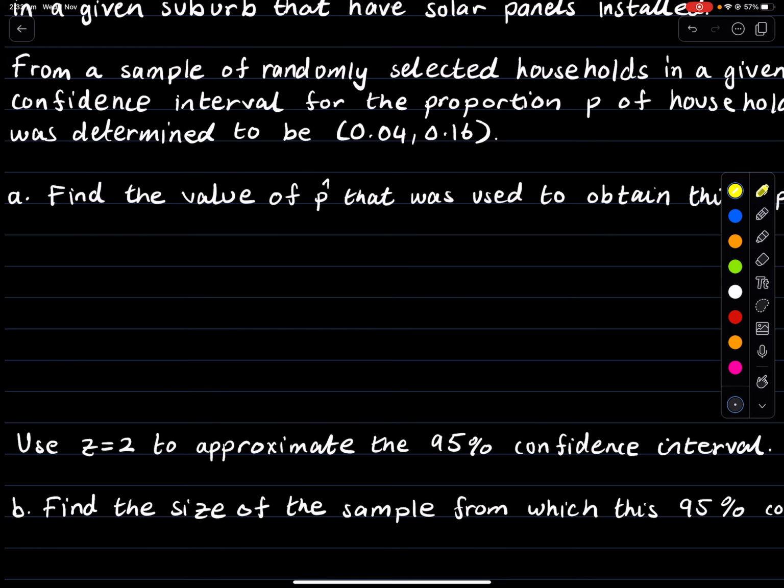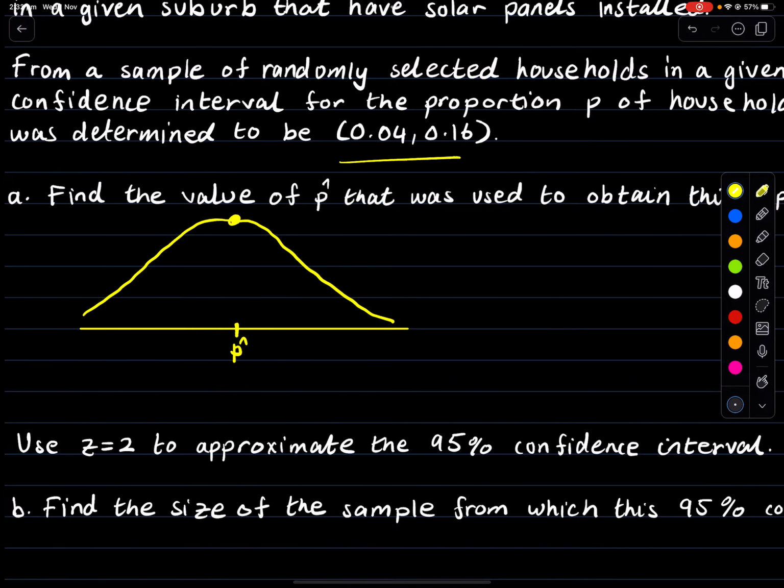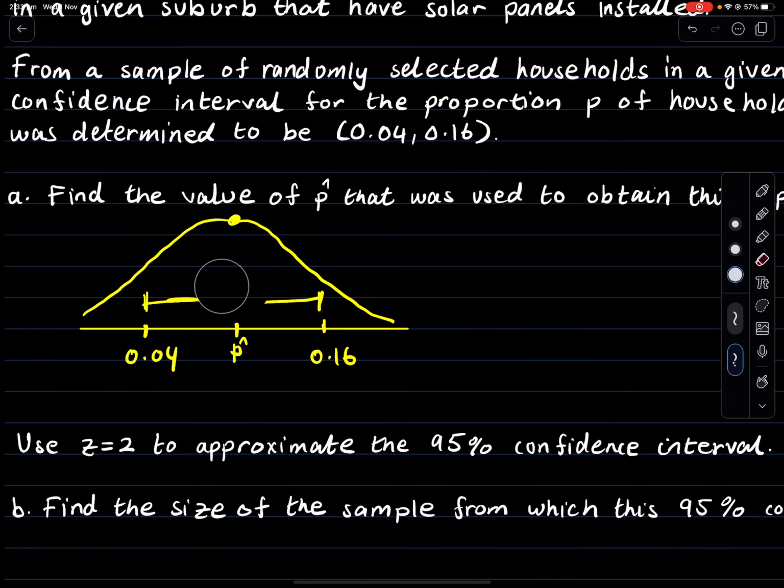Okay, this is not too bad. So what you should know is that when we're dealing with proportions, p hat is your actual mean, the point of mean. And so for example, these confidence interval ends will be equal length from the mean. So this will be 0.16 here, and this one will be 0.04.